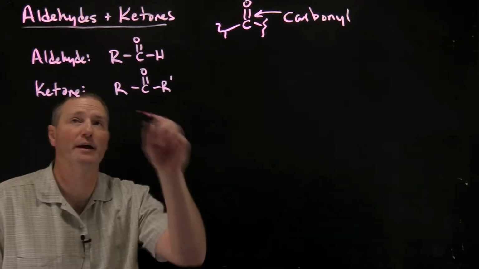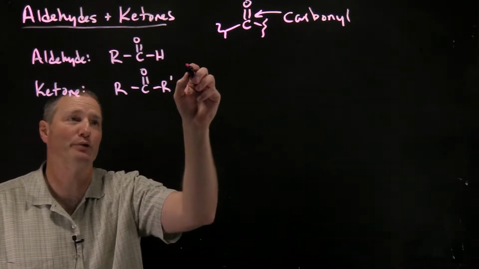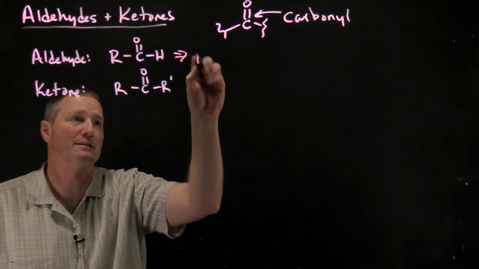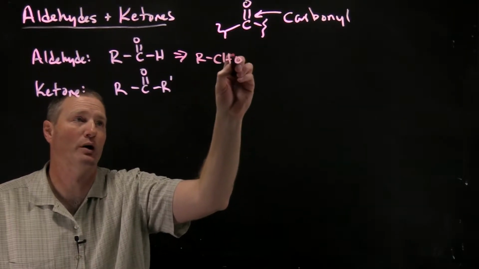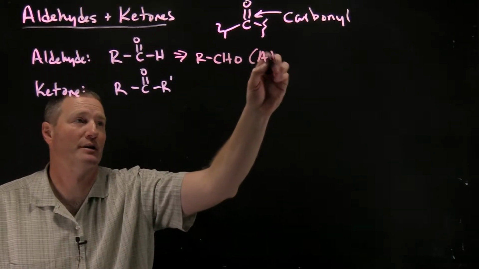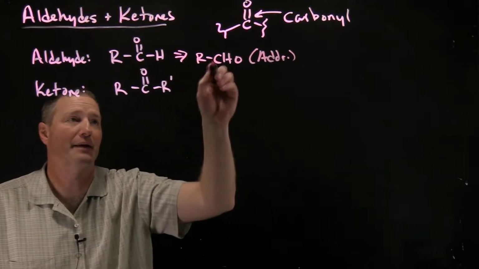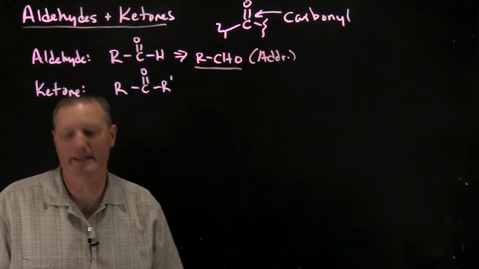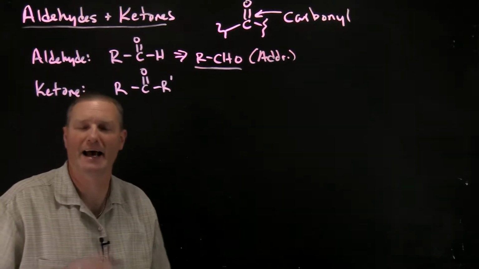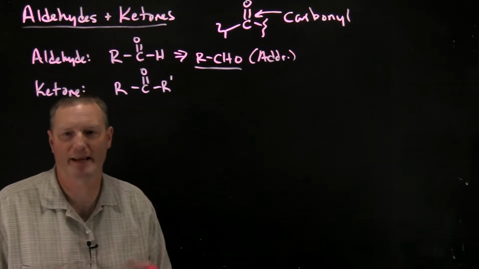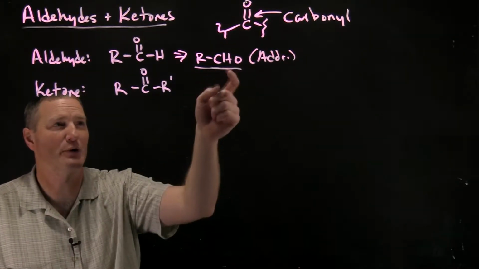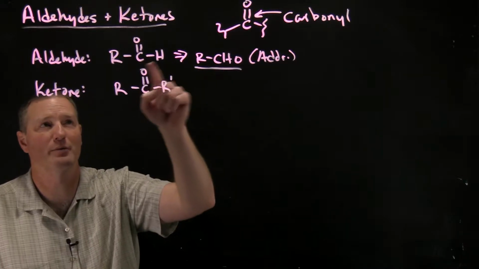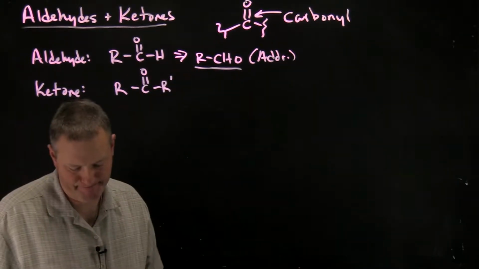So one other thing I'll mention, aldehydes are often abbreviated as RCHO. This is an abbreviation of the aldehyde, so you'll often see that written out. If you ever see that in a problem or an exam, whenever you see CHO, that's just a simplistic way to abbreviate an aldehyde.